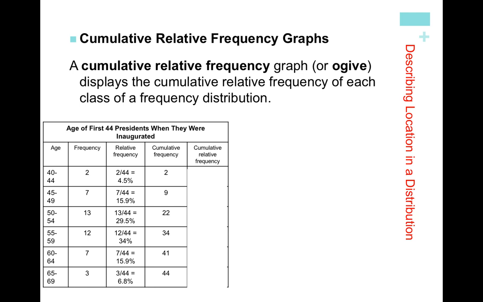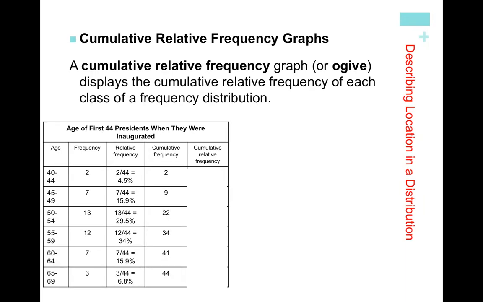So here we're starting with 2. But then this 9 is really the 7 plus the 2 that came before it. So it's everybody that was inaugurated at 49 or younger. The next 22 here is the 13 plus the 7 plus the 2. So really everybody that was inaugurated at 54 or younger. And then we can fill in the rest of the chart that way.